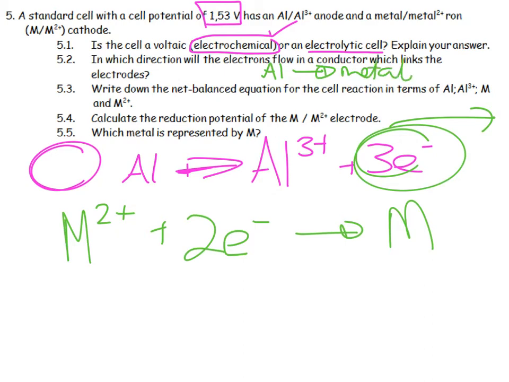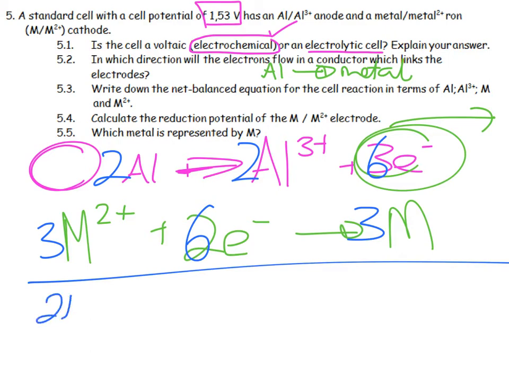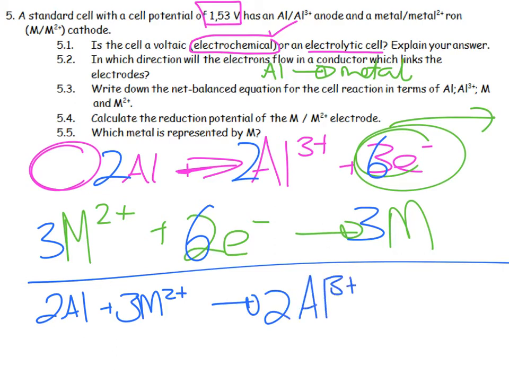Write the net balanced equation for the cell reaction. And so if I'm going to write the net balanced equation, I need to sort out these electrons. I've got 3 here, so I'm going to go 2, 2, 6, 3, 6, 3. And I land up with 2 aluminiums plus 3 M2+ gives me 2 Al3+ and 3 metal.